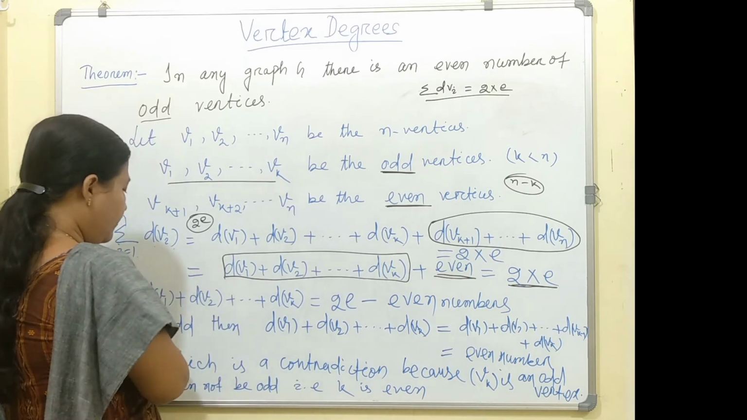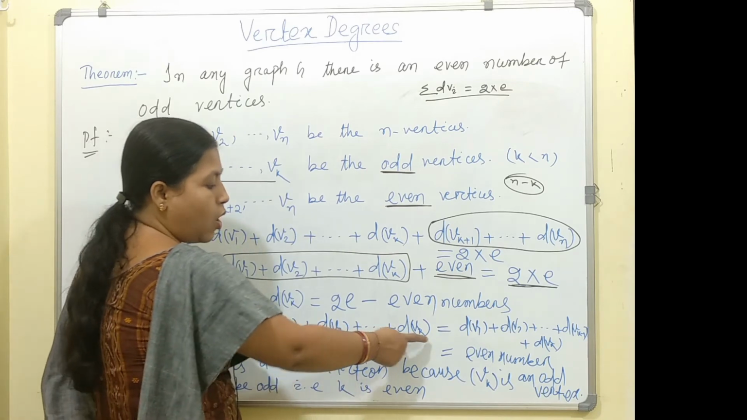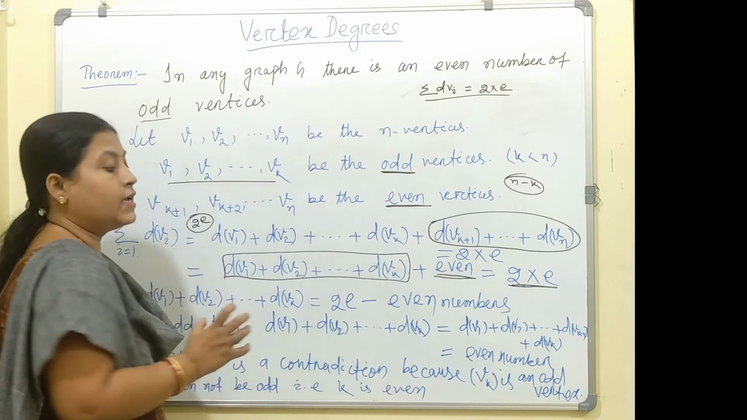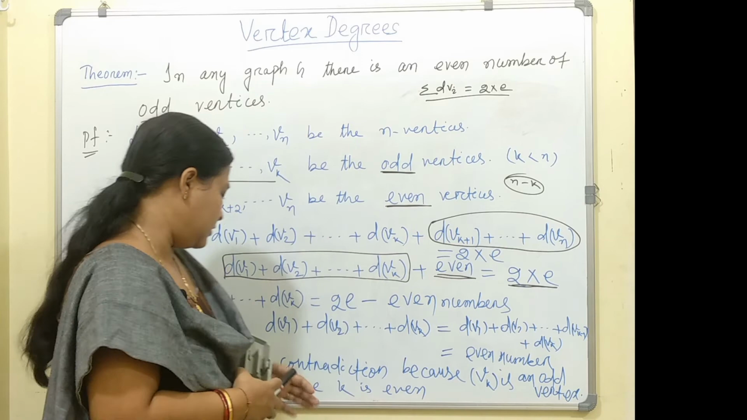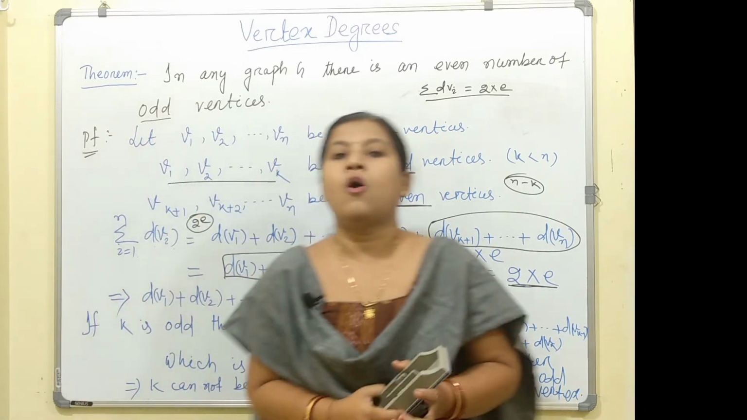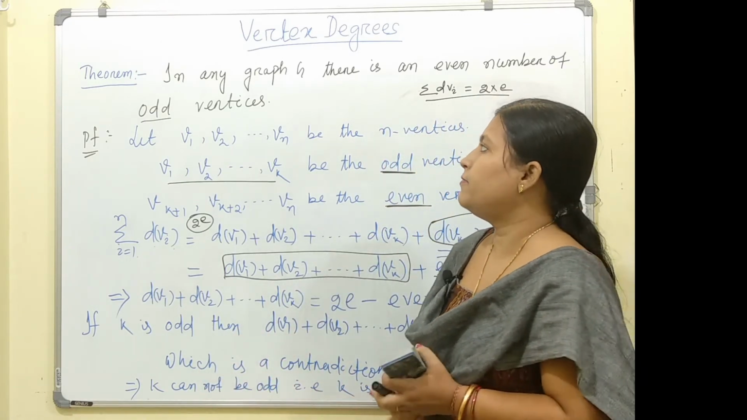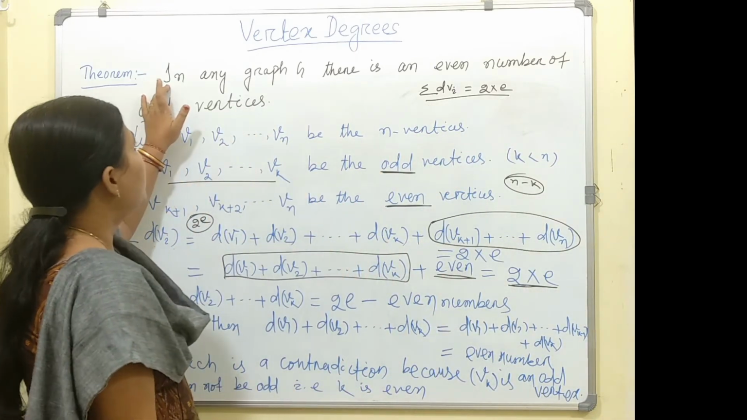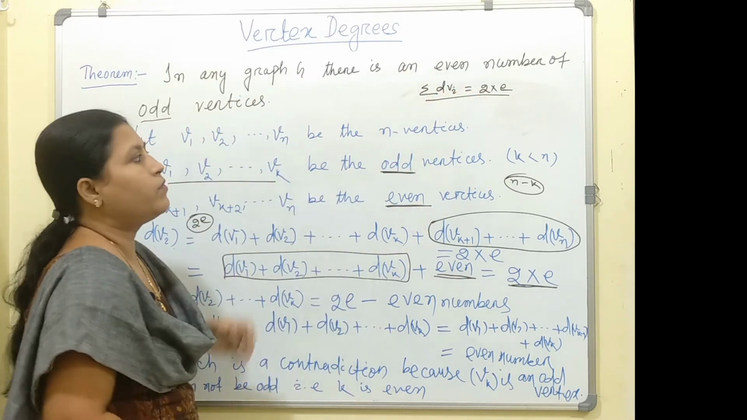So if k is odd, the addition of the degrees of all the odd vertices is equal to an even number, which is a contradiction because vk is an odd vertex. So here we prove that k cannot be odd. Always k is an even number. So from this we get that in any graph G there is an even number of odd vertices.